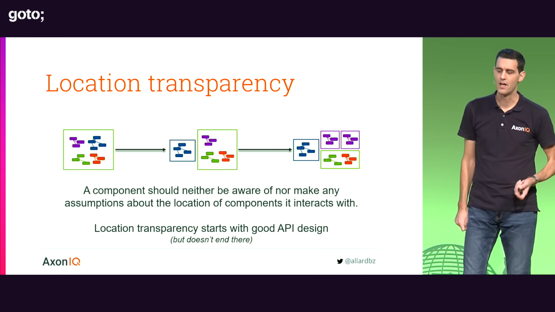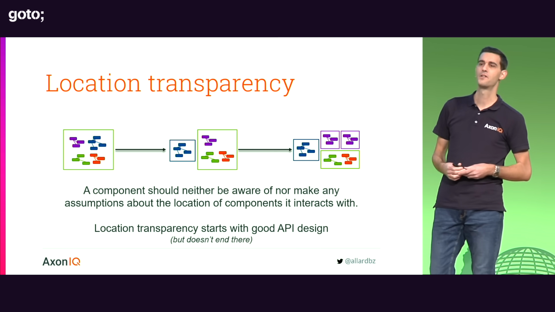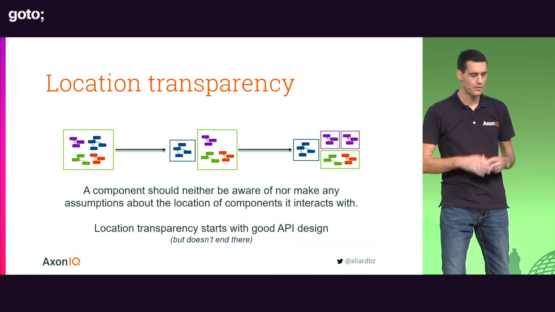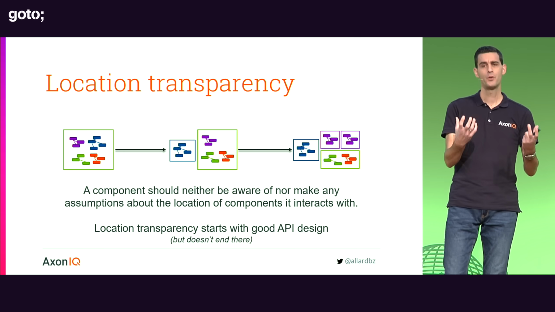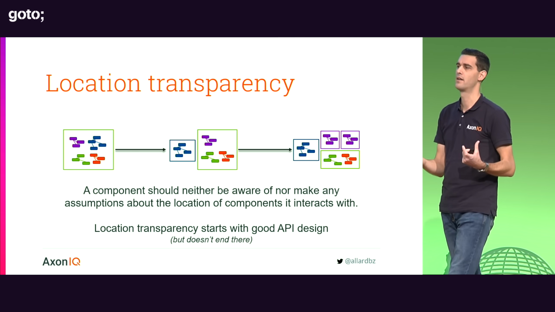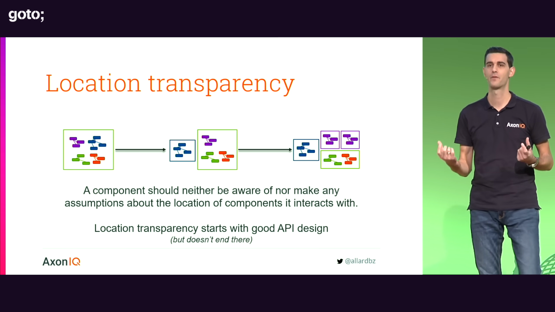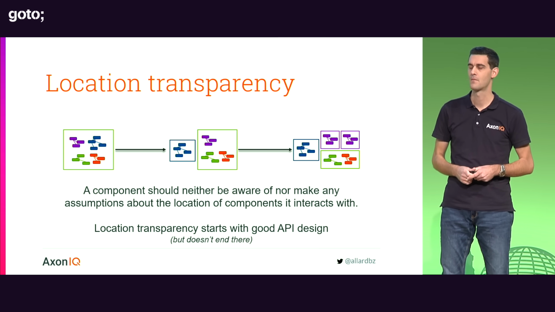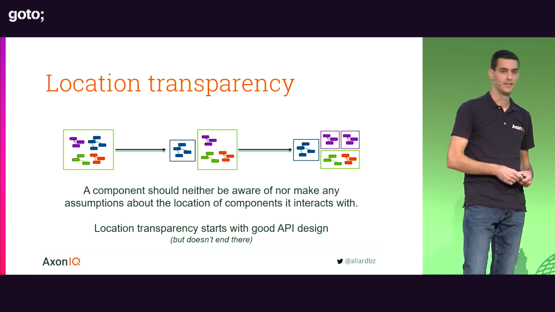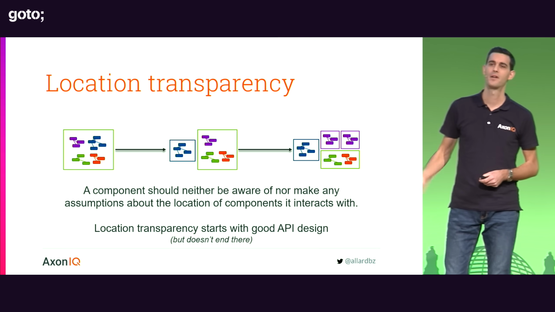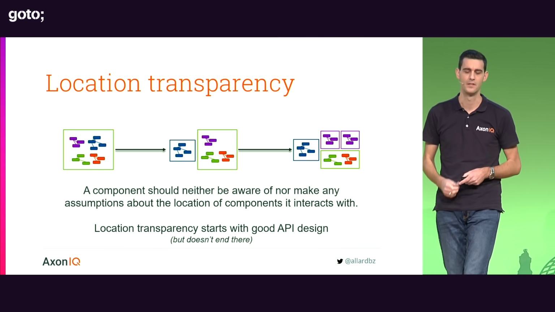Now, the ingredient that is required to be able to go on this journey is what we call location transparency. Location transparency is the idea that two components that interact with each other should not be aware of their respective locations. Right. And that sounds easy. Well, it is actually pretty easy. And it starts with a good API design. Right? Getting your APIs right is the first step. Unfortunately, it's not the last one.